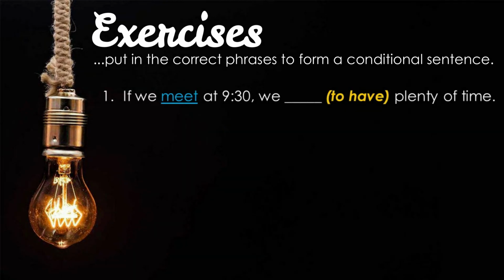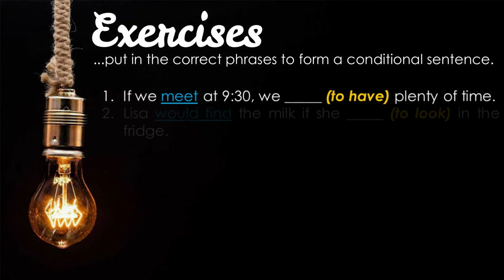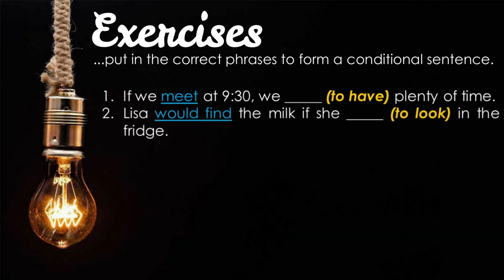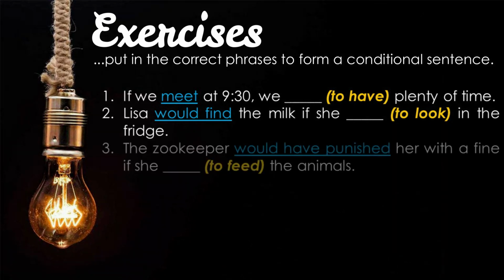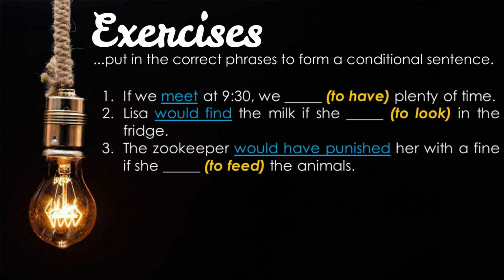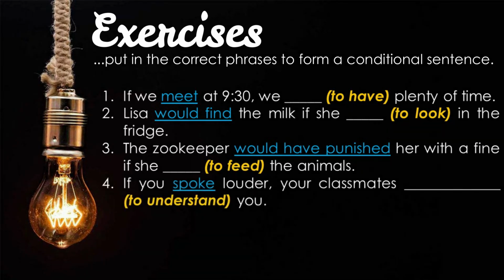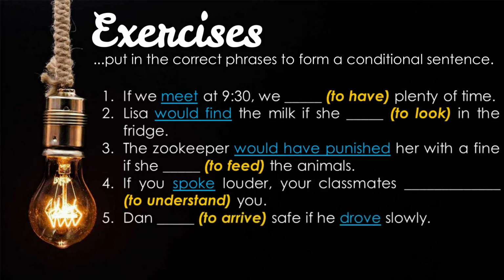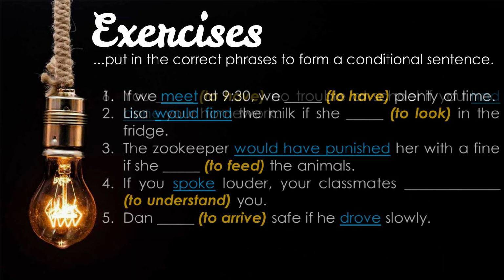Number 1. If we meet at 9:30, we blank to have plenty of time. Number 2. Lisa would find the milk if she blank to look in the fridge. Number 3. The zookeeper would have punished her with a fine if she blank to feed the animals. Number 4. If you spoke louder, your classmates blank to understand you. Number 5. Dan blank to arrive safe if he drove slowly.